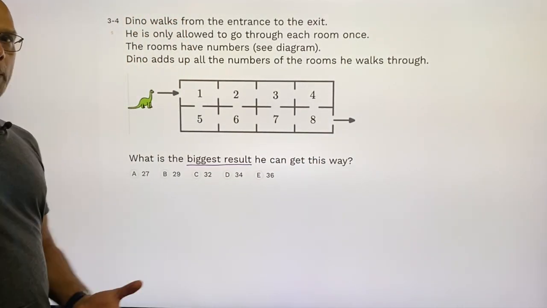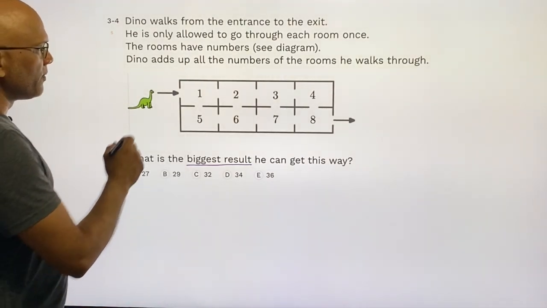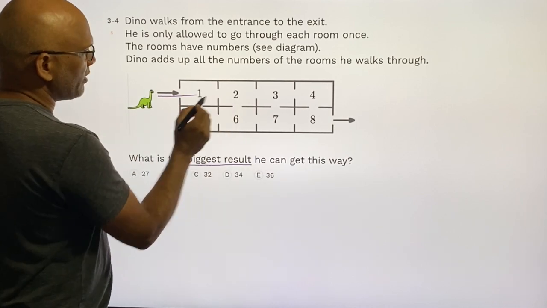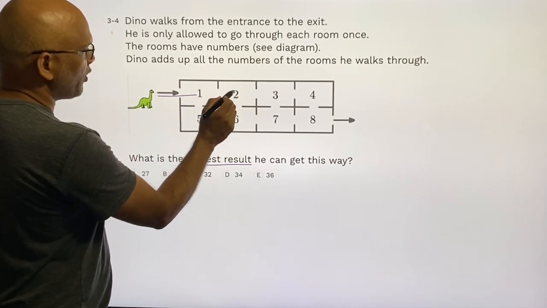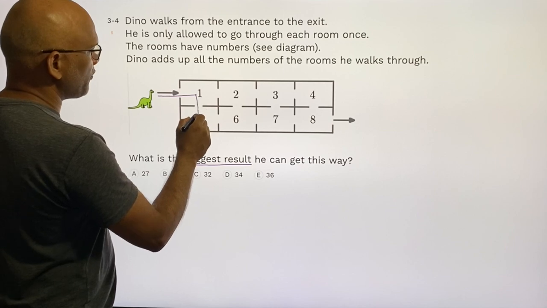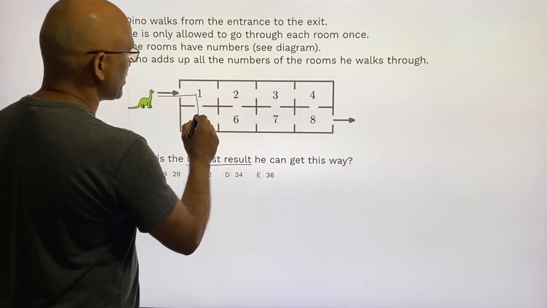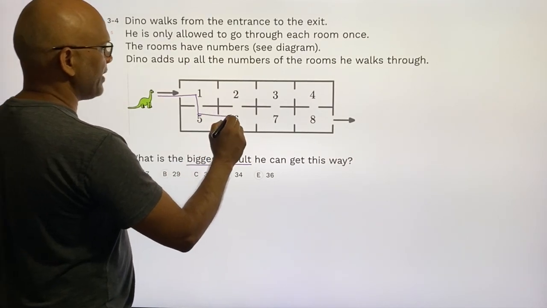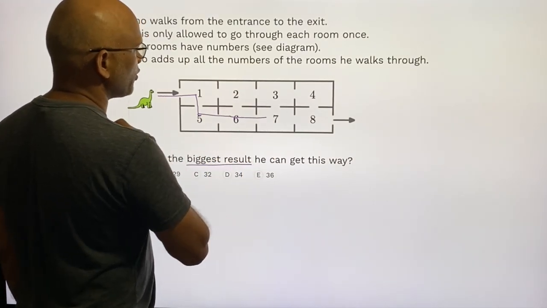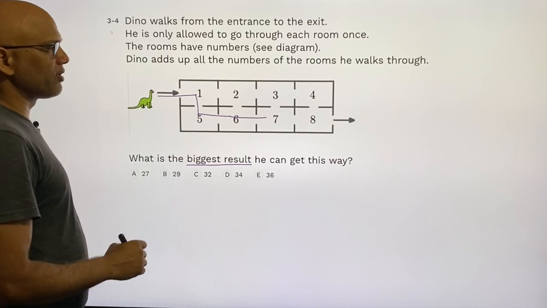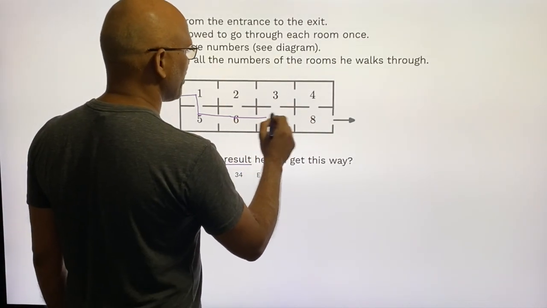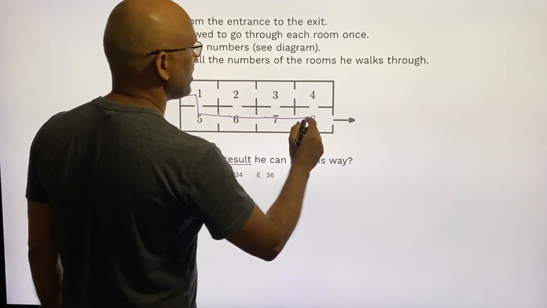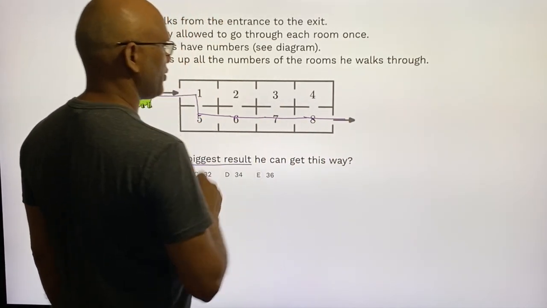Alright, so now let's start drawing it on the picture. We have to enter here, and since I have two choices here, 5 or 2, I want a bigger number, so I go to 5. And I have no choice here but to go to 6. Here again I have two choices, 2 or 7. So I go to 7 because I want the biggest result. Again two choices, 3 or 8. I choose 8 because I want the biggest result, and then out, right?